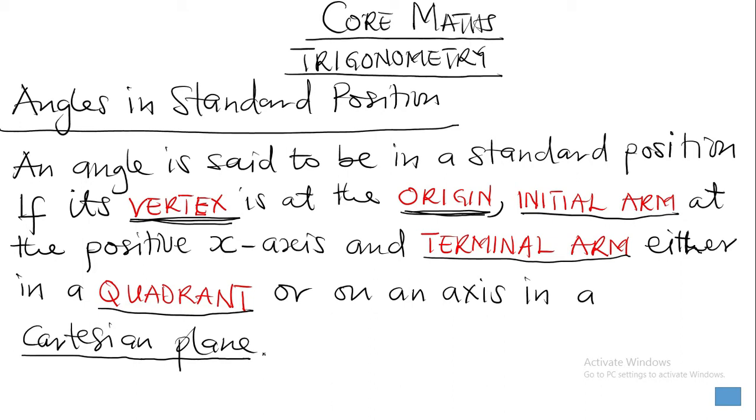We want to know what a Cartesian plane is, because angles being in standard position is just angles in the Cartesian plane, with the initial arm on the positive x-axis, the terminal arm in a quadrant or on an axis, and the vertex at the origin. So let's look at an illustration of an angle in standard position.